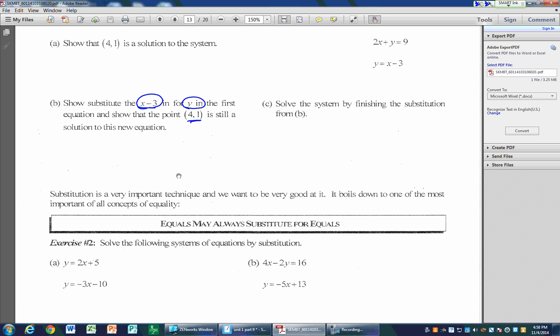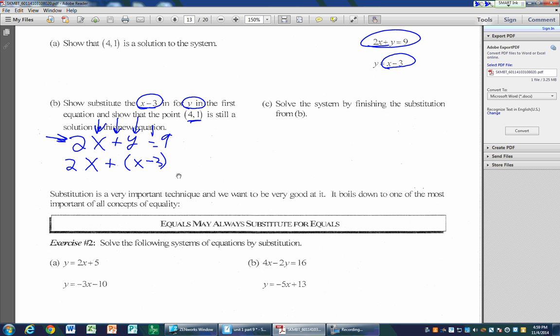I grab the first thing, grab it. 2x plus y equals 9. Is the 2 a y? Absolutely not. So I copy it down. Is the x a y? Absolutely not. So I copy it down. Is the plus a y? No. Is that a y? Ding, ding, ding. Substitute. Instead of writing y, write x minus 3. So I, just for good practice, always put it in parentheses. The equals is not a y, so I write it down. The 9 is not a y, so I write it down.